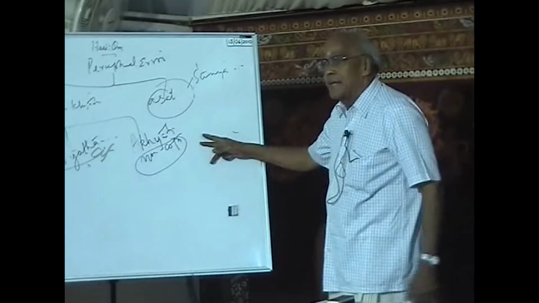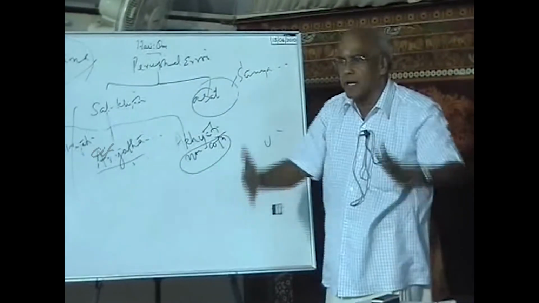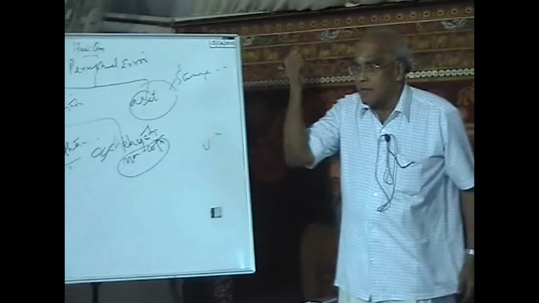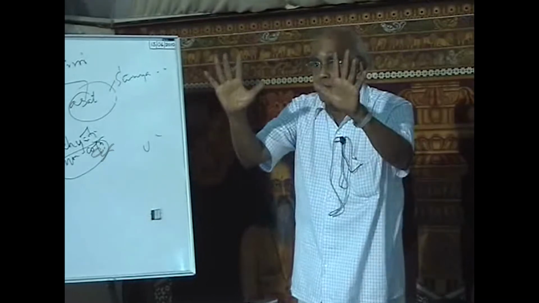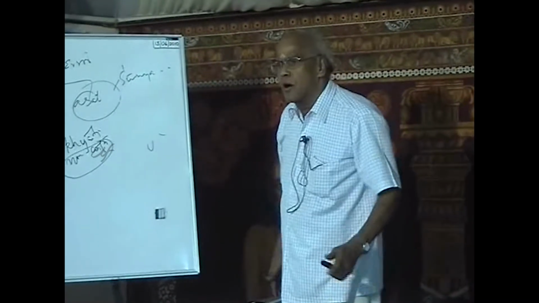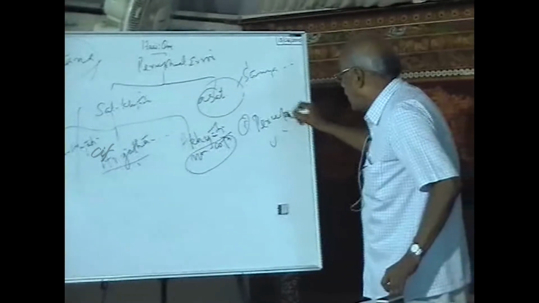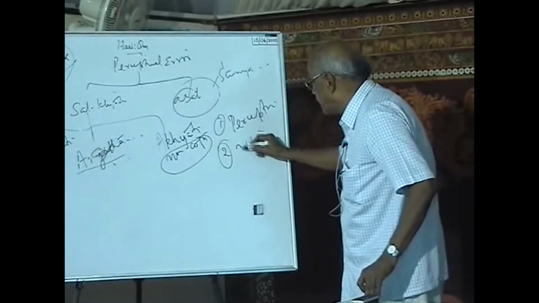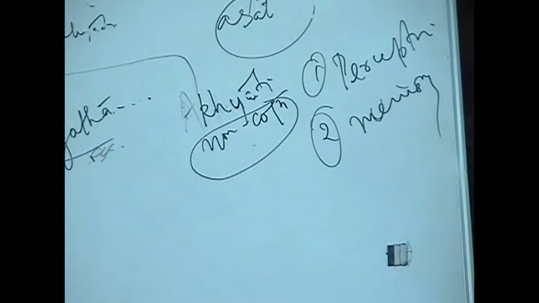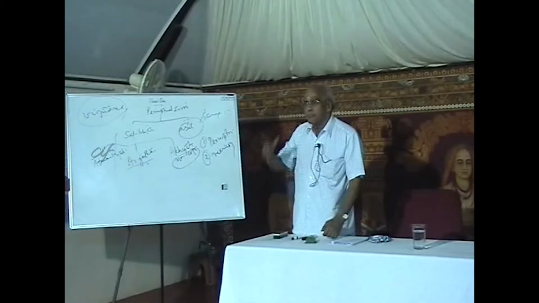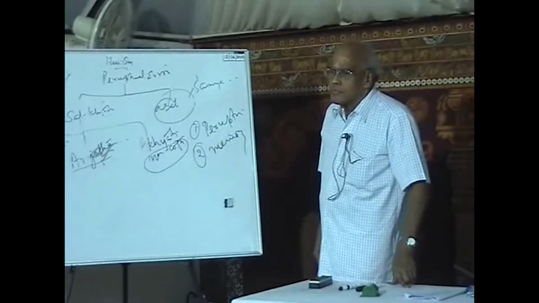Now the Prabhakaras say there is not just one cognition, but there are two cognitions here. What are the two cognitions? One is perception, the other is memory. Memory is also a cognition. There are two cognitions, perception and memory. What is the content of perception? The object in front.